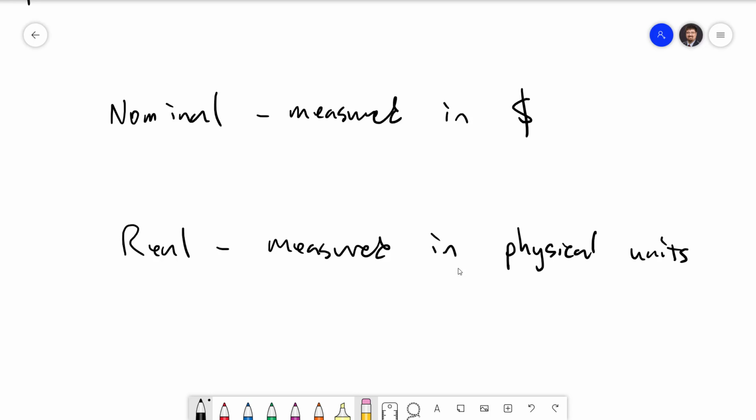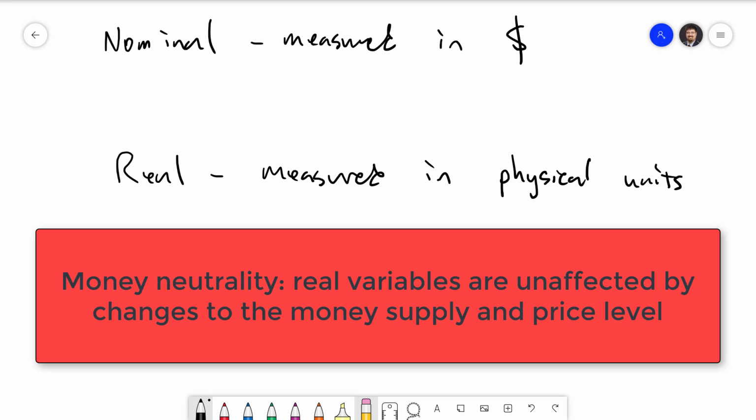We could talk about the nominal price of a good, as in its dollar price, but we could also talk about the real price of a good in terms of another good. Money neutrality is a fundamental idea in classical macroeconomics. Money neutrality states that real variables are unaffected by changes in the money supply and the price level.